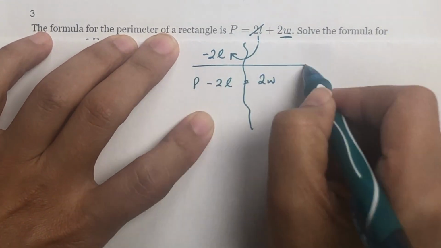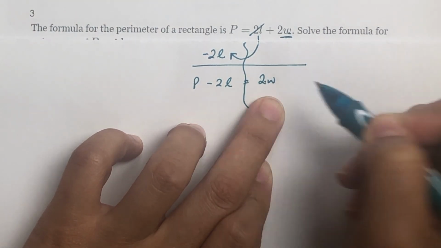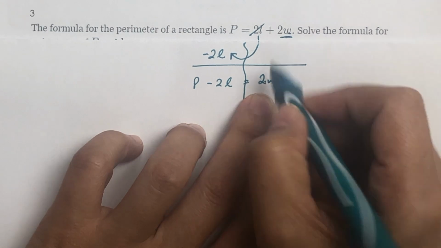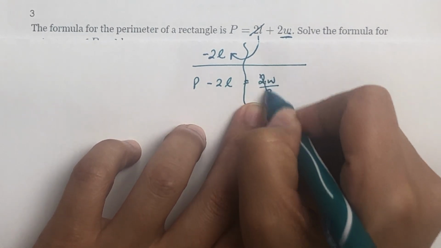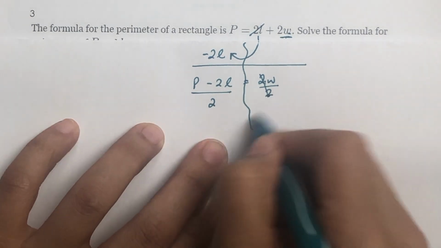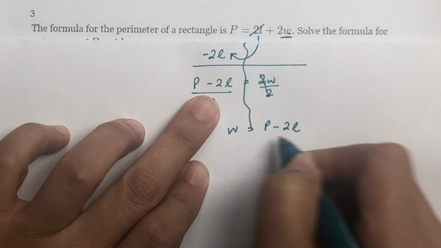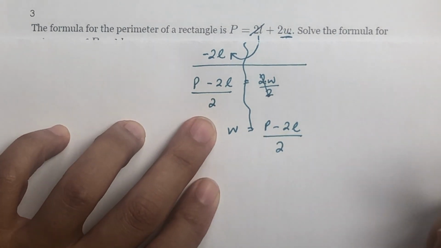Okay, now how do I get W by itself? What's the operation between 2 and W? It's multiplication, right? So to get rid of that, I would divide it by 2, so it can cross out like that. So then I would divide this by 2. Then just rewrite it, and I'm going to write W on this side. W equals P minus 2L over 2.